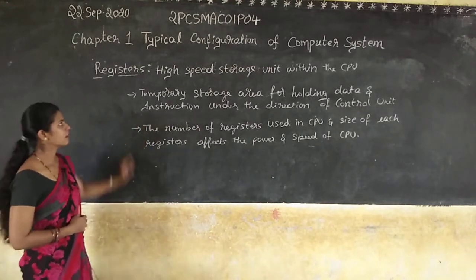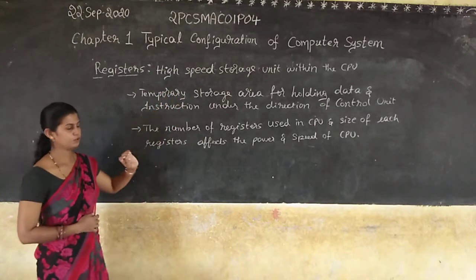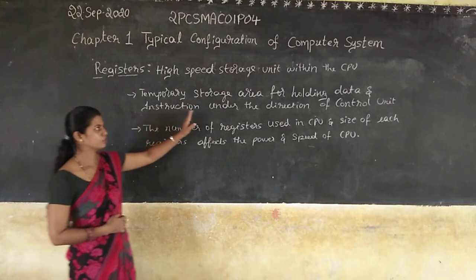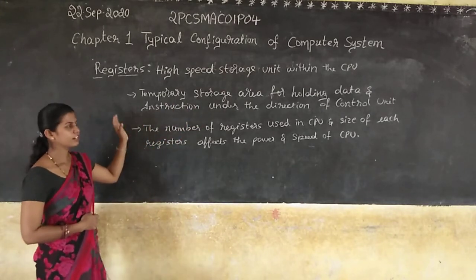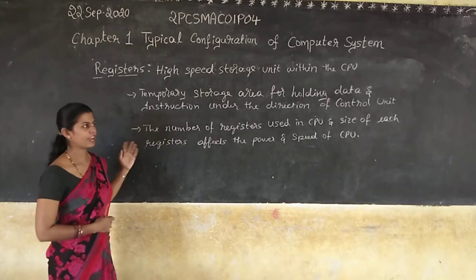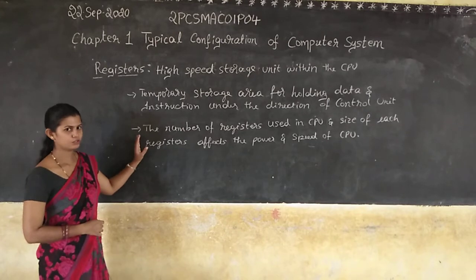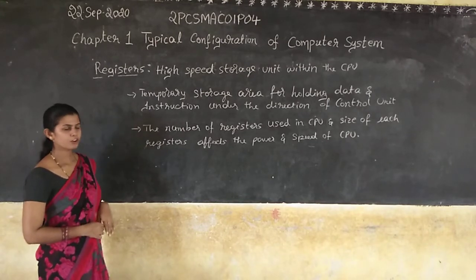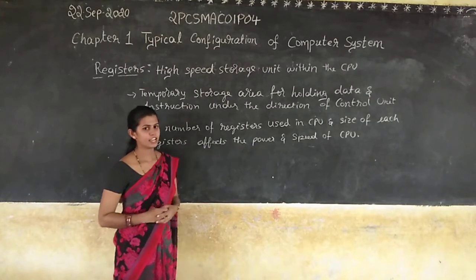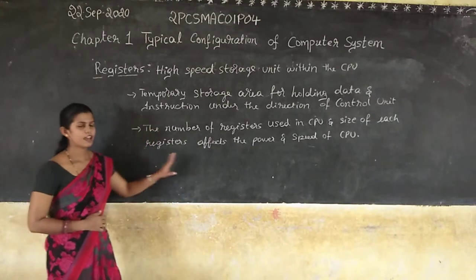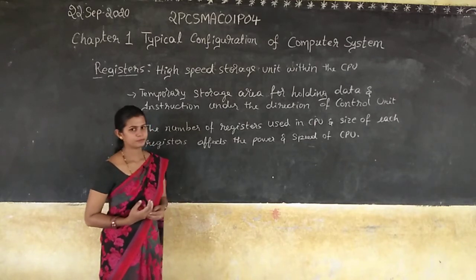So registers are high speed storage units within the CPU, and it is a temporary storage area for holding the data and instructions. Whenever it gets the data or instructions from the cache or RAM, it will directly send the data and instruction to the registers for processing, and the number of registers used in the CPU and the size of the registers affect the power and speed of the CPU.